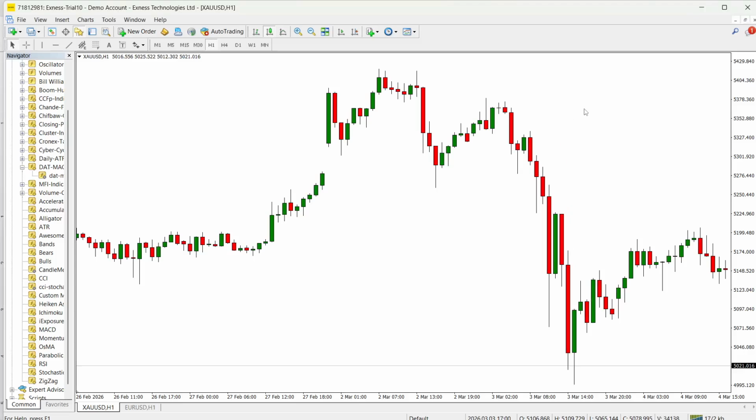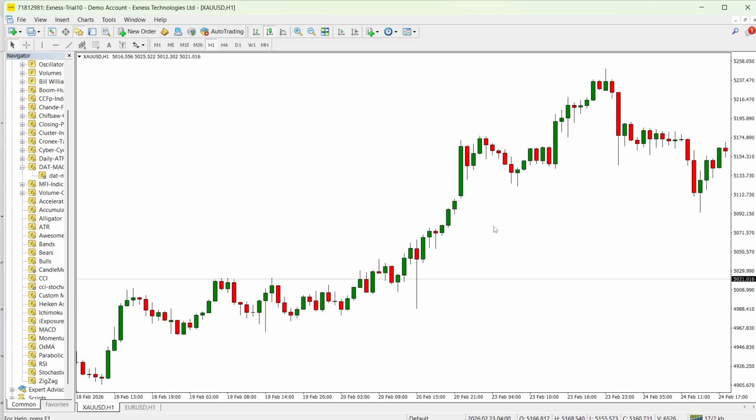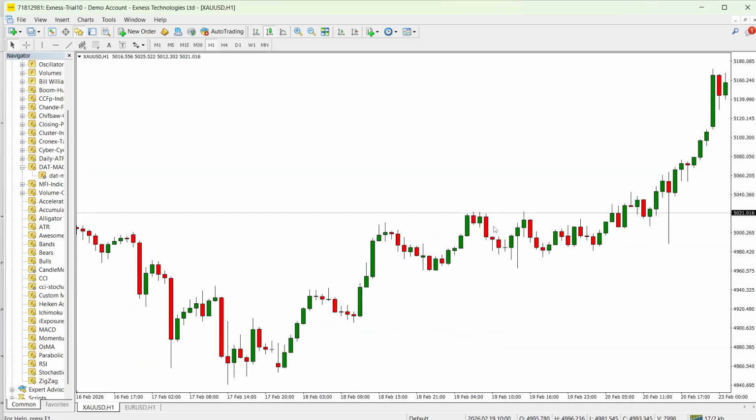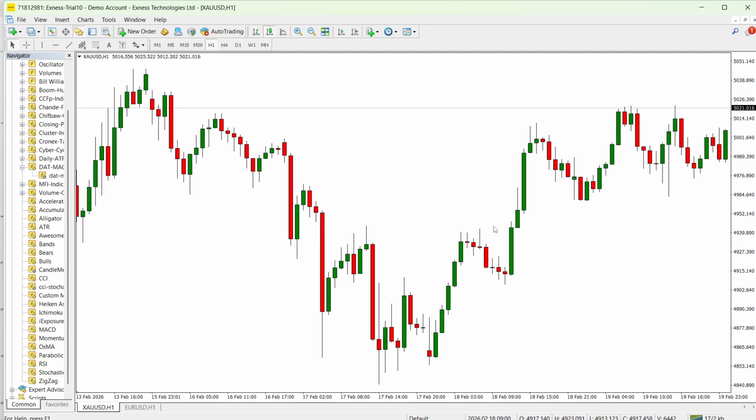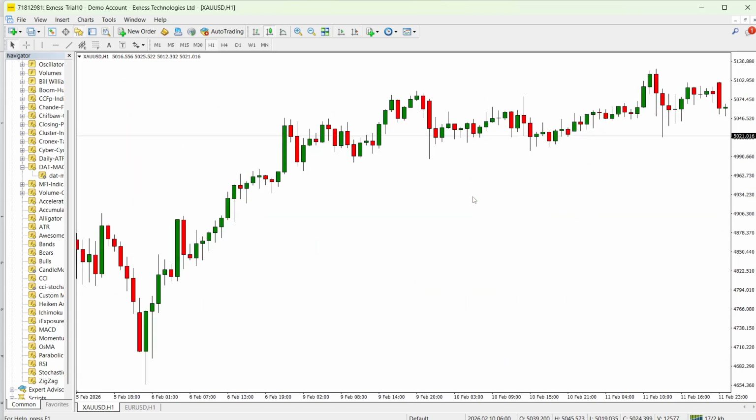Hello traders. Today we are discussing the differences between dealing desk and non-dealing desk forex brokers. Understanding how your broker handles your orders is fundamental to your trading experience. Now let's get right into how each model works.